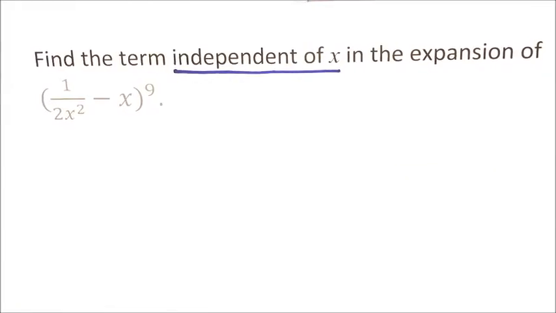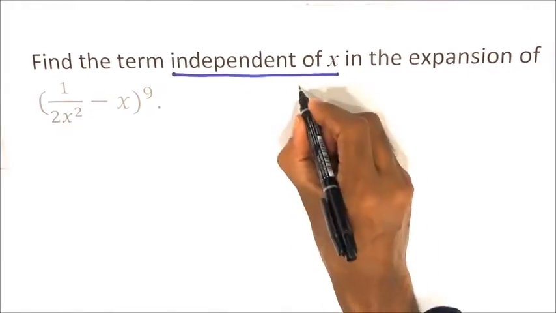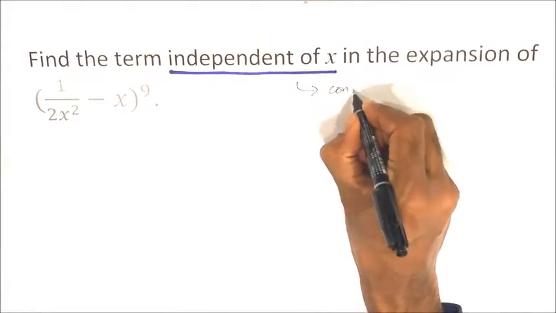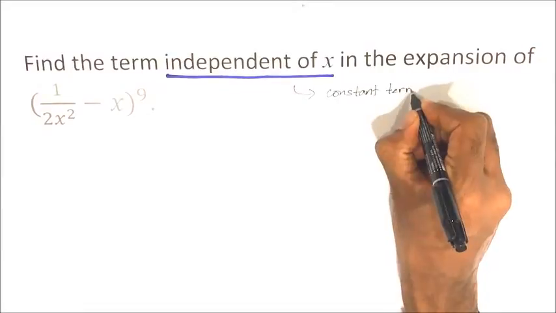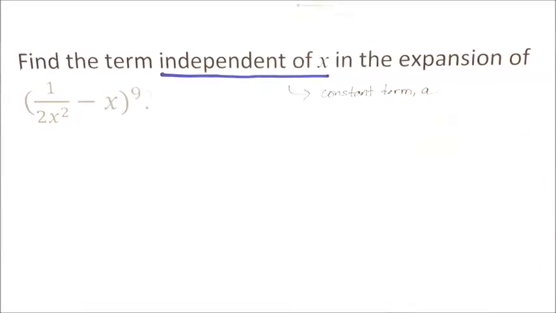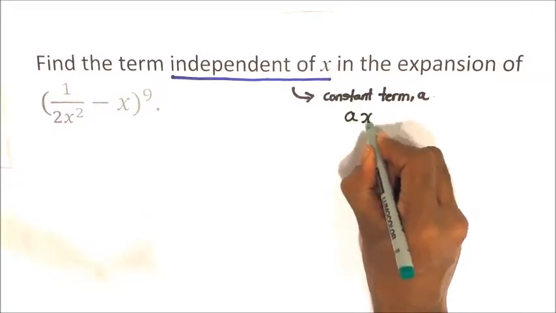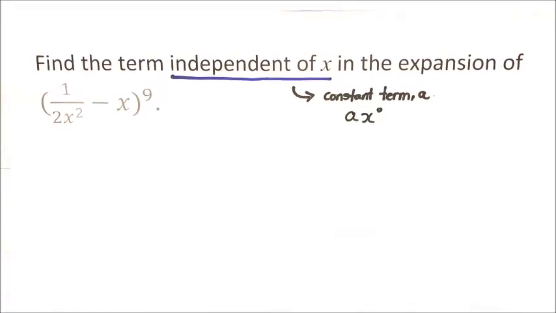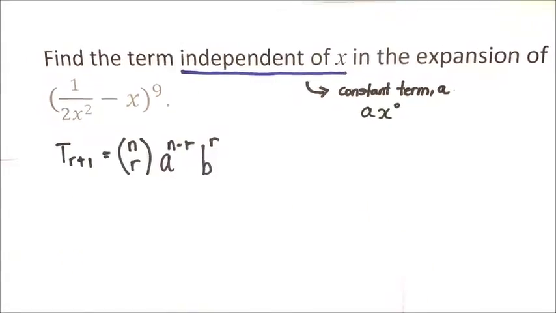This means that we want to find a term that does not have x in it. Basically, we want to find a constant term. And let's call this constant term a. And this term will be of the form a times x to the power of 0, because x to the power of 0 is just 1.